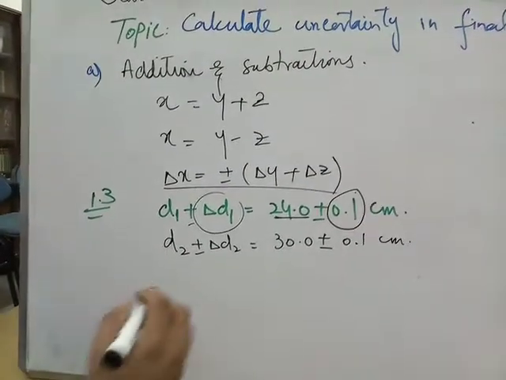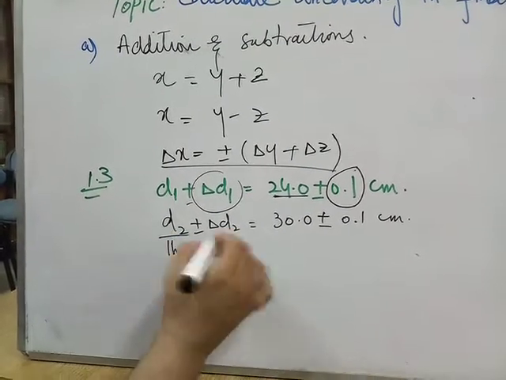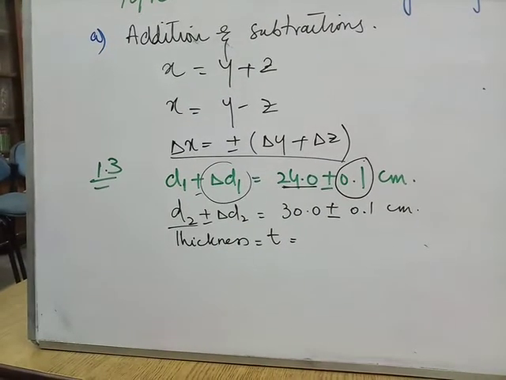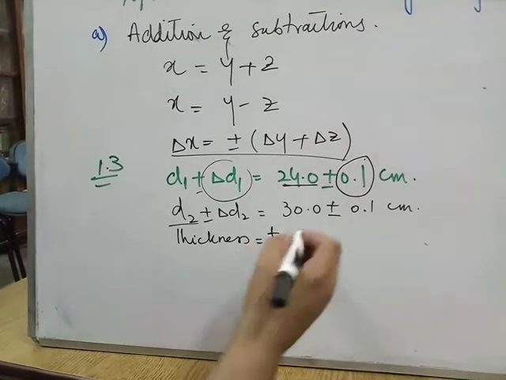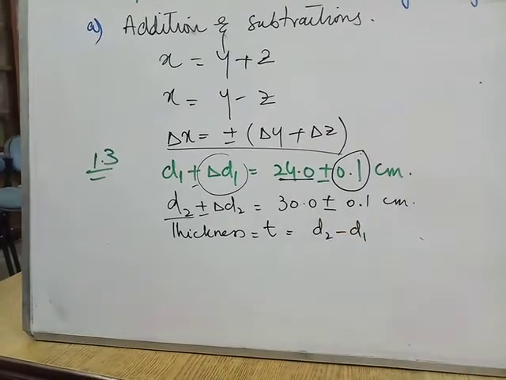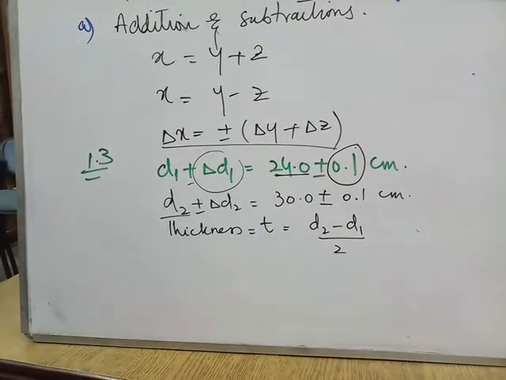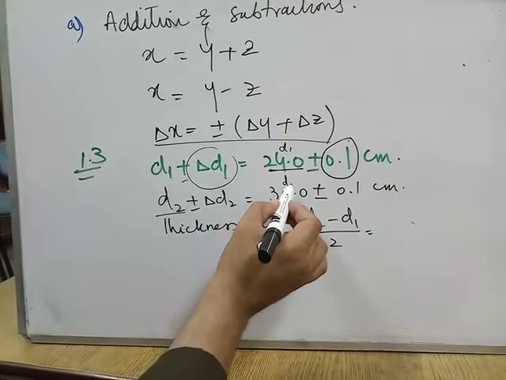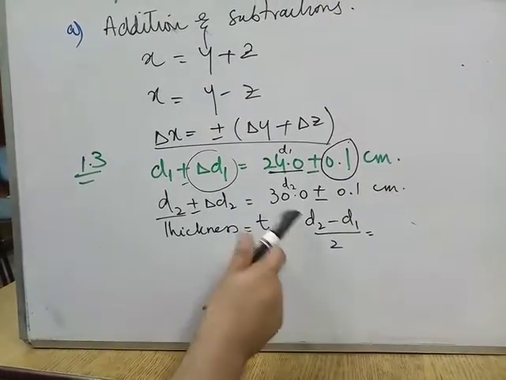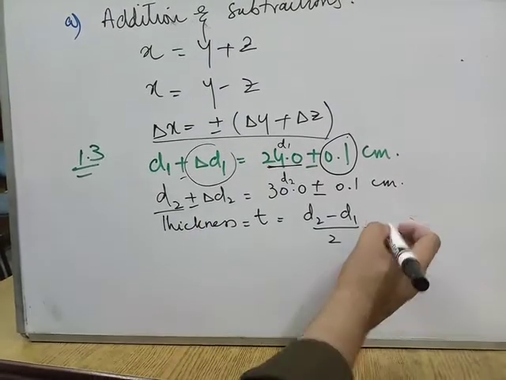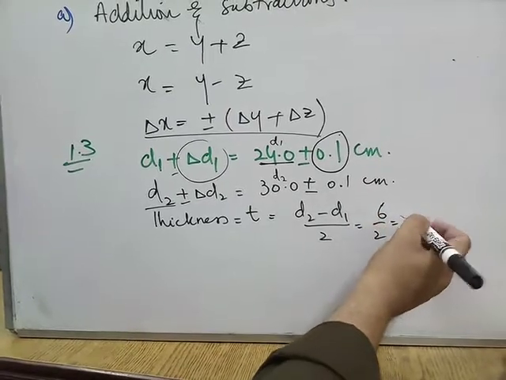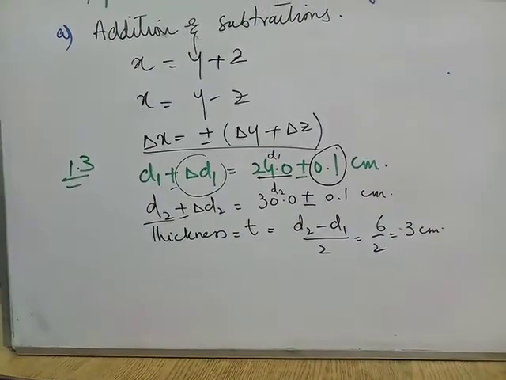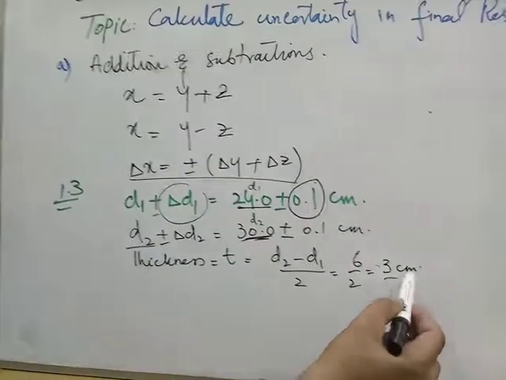So the thickness, we represent the thickness by small t. The formula for the thickness is d2 minus d1 divided by 2. These are the actual values: this is d1 and this is d2. So put the values: 30 minus 24, the answer will be 6. Then 6 divided by 2, and the thickness is 3 centimeter. So we find the actual value like this, and it is equal to 3.